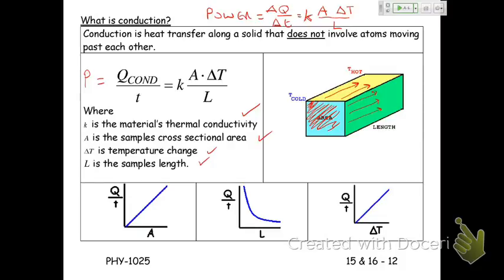Without using math, we can say, how does the power relate to the area? As the area goes up, the power goes up, so that's a straight line. How does power relate to the length? As the length goes up, the power goes down, so that's an inverse. And what about temperature difference? As the temperature difference goes up, the power goes up, that's linear. Can you see how you get those graphs from there? It's basically looking at the relationship and saying, if this changes, how does that change?